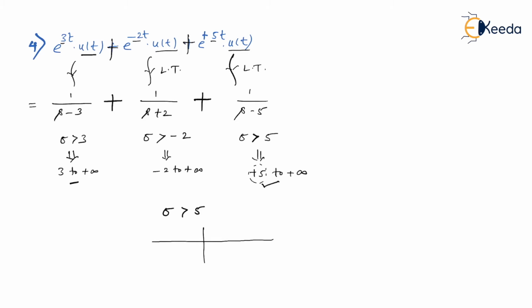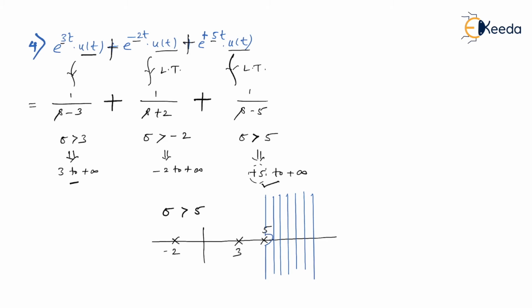So roughly I can show you like this. See, we had 3 poles here. One pole present at positive 3, one pole present at minus 2, and the last pole present at positive 5. Now the question is, where is the ROC? ROC is after 5. So this is your common ROC. I hope things are clear.